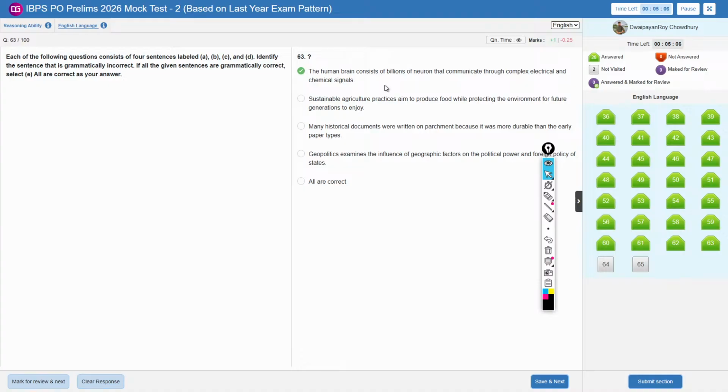Yeah, geopolitics is a singular noun. That's not the issue. Consists of billions of neurons. I will go with neurons. I'll just go with it. Then again, the incorrect one is to be found.